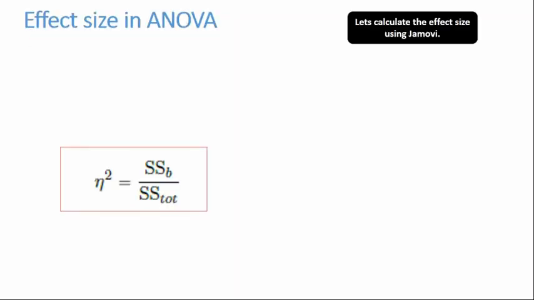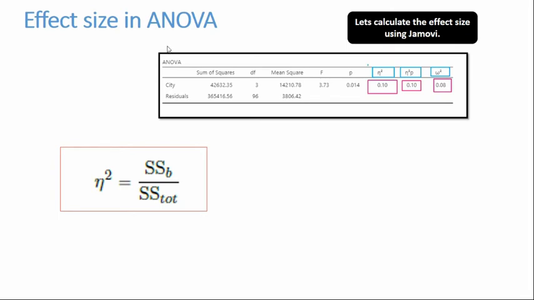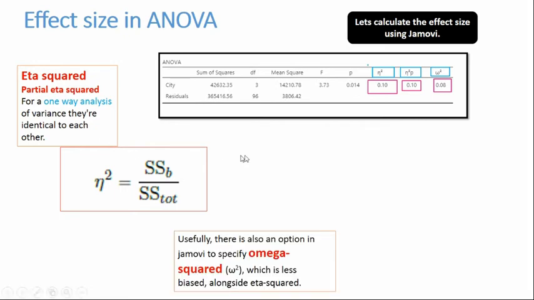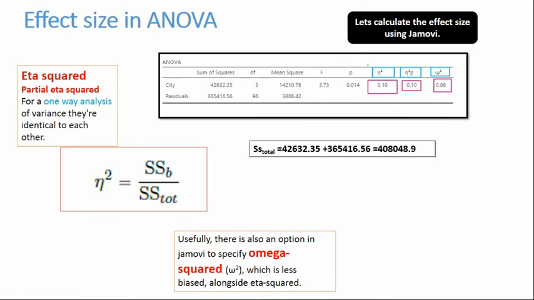This is eta square. This is our main output. How to calculate eta square? Eta square and partial eta square for one-way analysis of variance are identical to each other, so no need to calculate separately. And usefully, there is also an option in Jamovi to specify omega square, which is less biased alongside eta square. We can simultaneously calculate eta square, partial eta square and omega square.